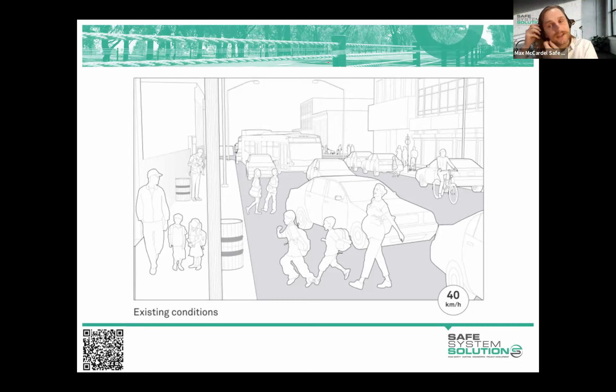Similarly, with lower speeds, it takes less distance to come to a stop. So if someone steps out in the road 30 meters in front of you, if you're traveling at 40 or 50 kilometers per hour, you probably hit that person. If you're traveling at 30, you're more likely to avoid the collision altogether. So speed reductions, likelihood and severity.